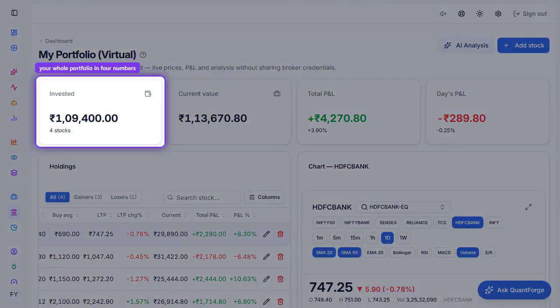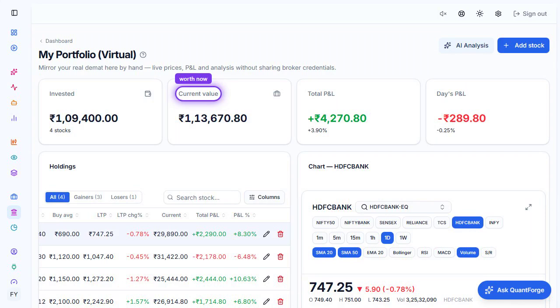And this strip at the top? Your whole portfolio in 4 numbers. Invested is the total you put in. Current is what it is all worth now. Total P&L is the difference. Day P&L is only today's movement.